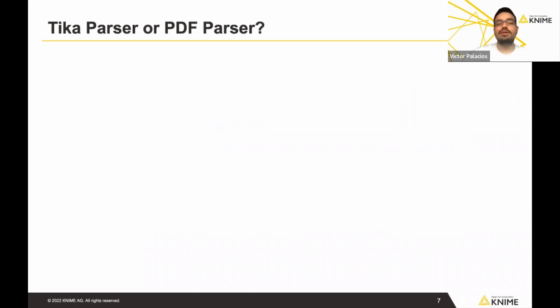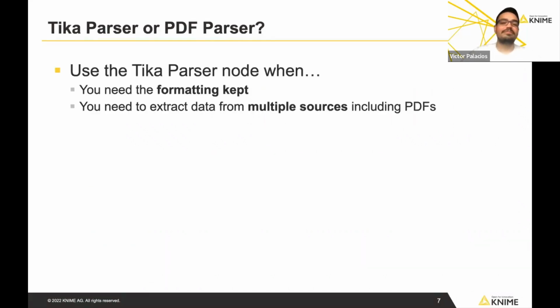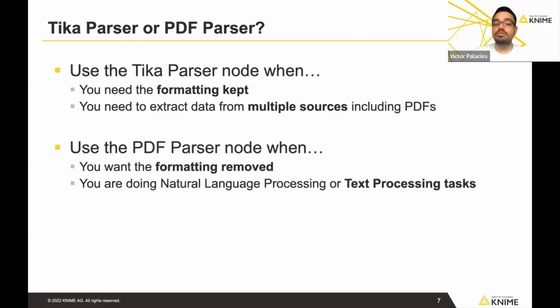So let's talk a little bit about that. Which one do I choose? When do I choose them? For the Tika Parser node, use it when you need to keep the formatting, and use it when you have multiple sources coming in, not just PDFs. For the PDF parser node, use it when you don't want that formatting there for some reason. You need to remove it. And you might need the document type in order to go ahead and do more natural language processing or text pre-processing tasks.